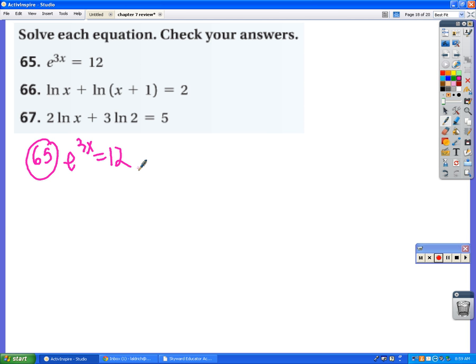All right, number 65. When you see E, you think natural log. Okay, A plus for Miranda, she doesn't have to take the test. When you see E, you think natural log. Natural log and E go together just like log and base 10 go together. So to get rid of this E, I am going to take the natural log of both sides. Technically I'm putting the 3x in front and making it multiplication, and then the natural log and the E will cancel. So I'm left with 3x equals the natural log of 12.